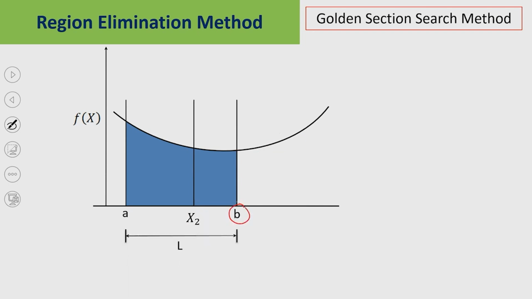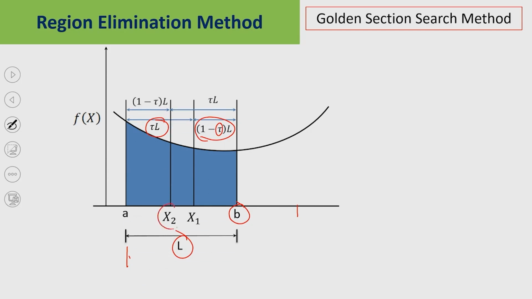Now, this will be my B now. Earlier B was somewhere here and it was x 1, now this is my B, and the new length, that is the distance between A and B, is L now. If I take this as tau L, then this is 1 minus tau L. So, for a particular value of tau, this will be your tau L for the new L, and this will be 1 minus tau L for this new L.